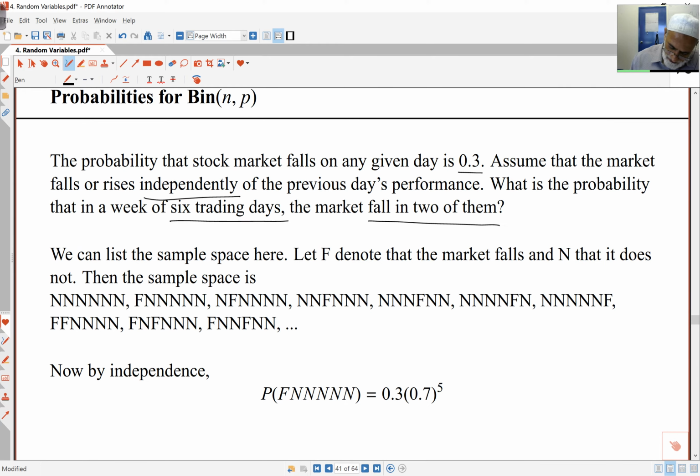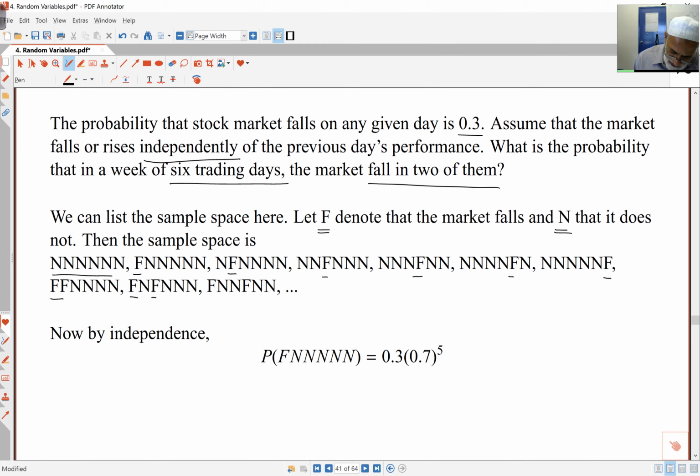So here, if F is falling in the market and it just doesn't fall, then the possibilities are it doesn't fall on any of these 6 days, or falls on the first day, or second day, or third day, or fourth day, or fifth, or sixth, or falls on the first two, or the first and the third, and so on. I can list all these out. Now by independence, if I look at the first one where it's fallen on the first day, then the probability for that is 0.3, and for the remaining ones is 0.7 each. By independence, I multiply them out, I get 0.7 to the 5.